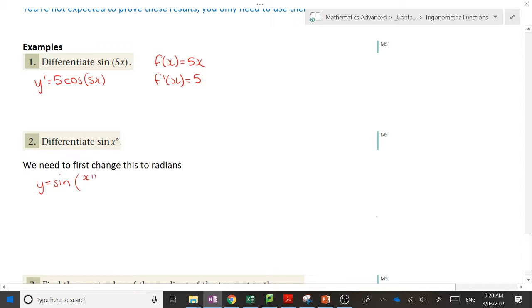Yes. Pi over 180, so times pi. It's divided by 180 times pi. Okay, so we have our degrees over 180 times pi. So that's the same as sine of pi x over 180.